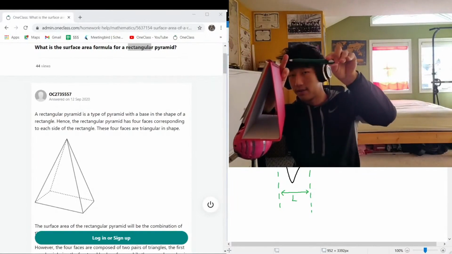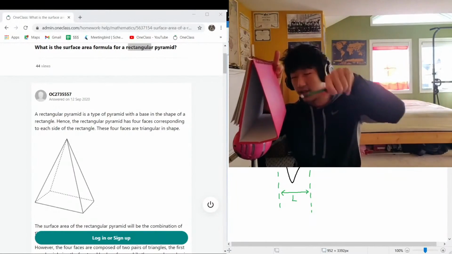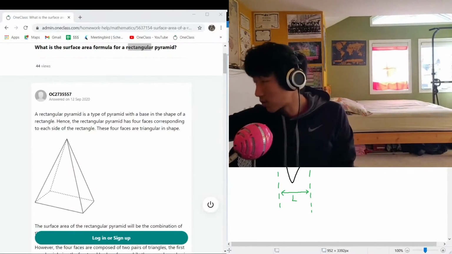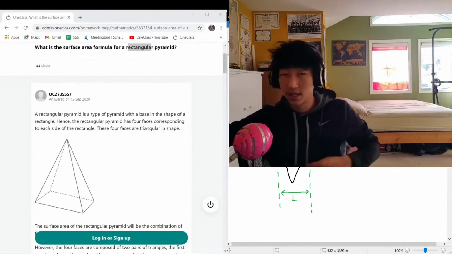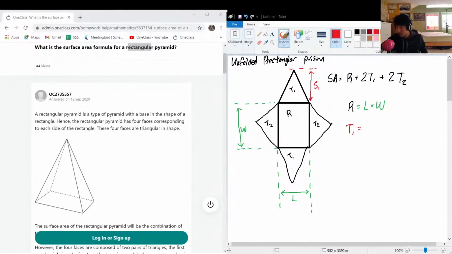The height from there down is not the same as the slant. The slant is the diagonal distance, which is going to be a little bit bigger than the vertical height. So that's why we want to call it the slant instead of the height. Okay, cool. So let's go back to the drawing board.